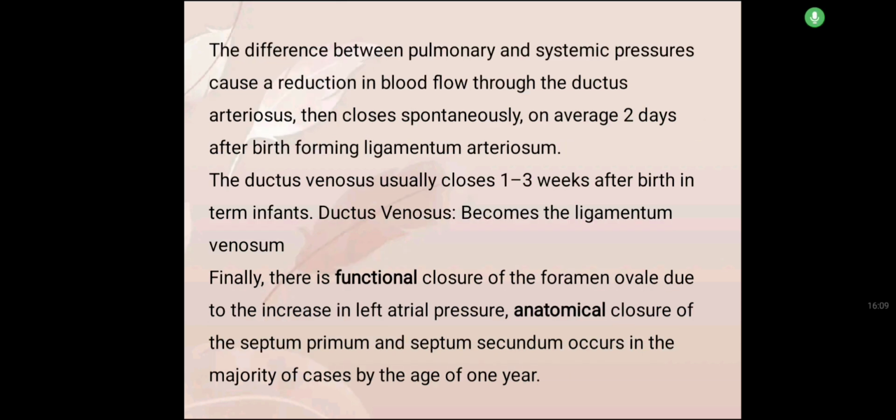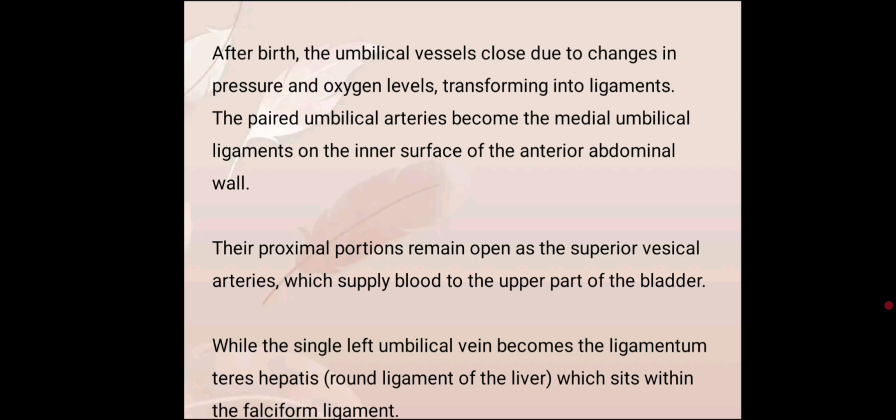And so, the ductus arteriosus will close spontaneously, on average in 2 days, to form the ligamentum arteriosum, whereas the ductus venosus will close by 3 weeks to form the ligamentum venosum. For the foramen ovale, the functional closure will occur at birth, but anatomical closure will be delayed up to 1 year. Also, the umbilical vessels will close to form ligaments.